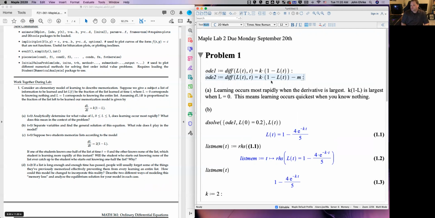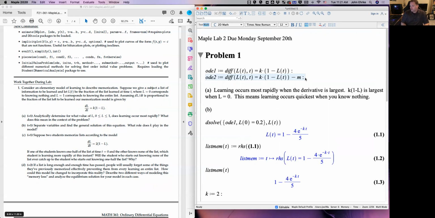There are other choices as well, right? Like you could model it, the larger the list gets, the more likely you are to forget things. So you could incorporate some type of memory loss here based on the size of the list. That would be called a sort of proportional memory loss model.